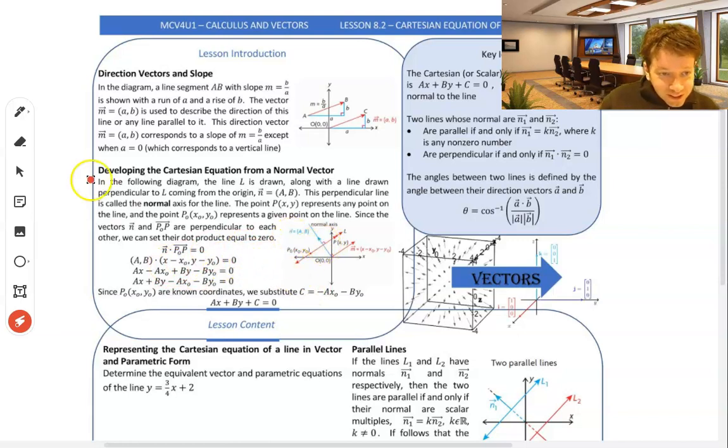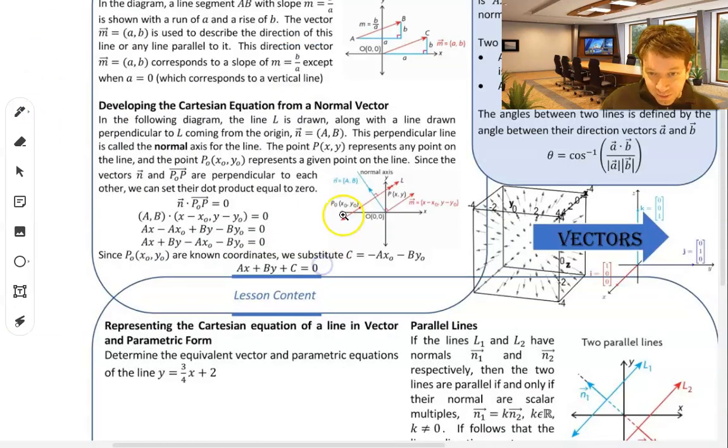Now let's go down and look at this example here. I'm going to make this bigger. Here we go. So let's say we have some line L here, and we have a known point on the line, P naught, which has coordinates x naught and y naught, and we have an unknown point on the line P with some coordinates x, y. Now we can draw a normal vector, or a vector which is perpendicular to that line, and we can draw a direction vector which is parallel to that line.